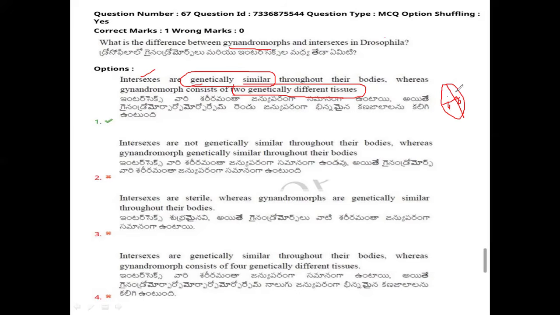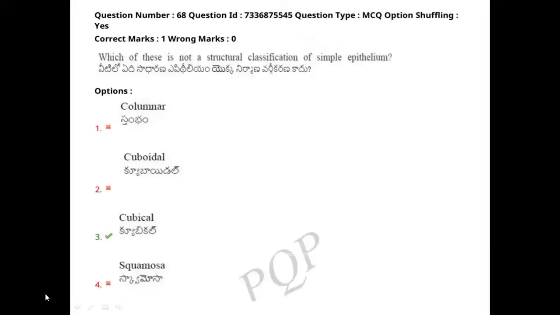Intersex will be mixed, it can be anywhere, and it will be having similar genetic makeup from the anterior part to the posterior part, we call it as intersex. So that's the main difference, and the correct option is option 1.